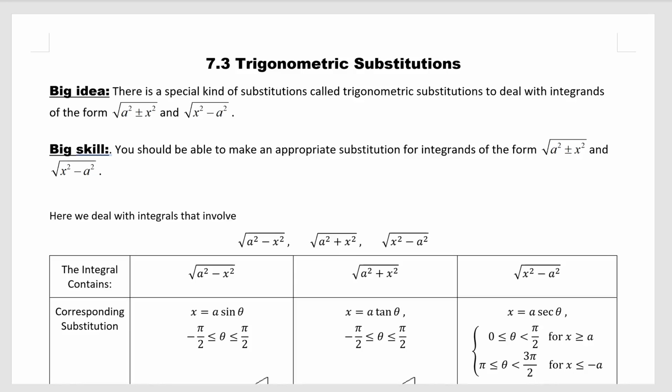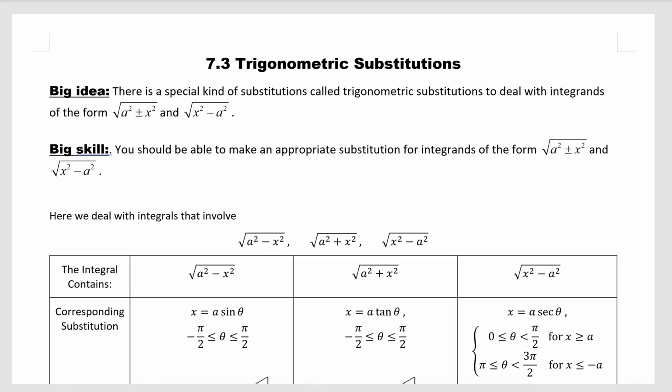Hi everyone. Today let's talk about session 7.3, Trig Substitution. I would say trig substitution is the hardest topic in Calculus 2. So everybody, please pay much more attention in this course. Okay, if you have any questions, feel free to print screen and ask me.